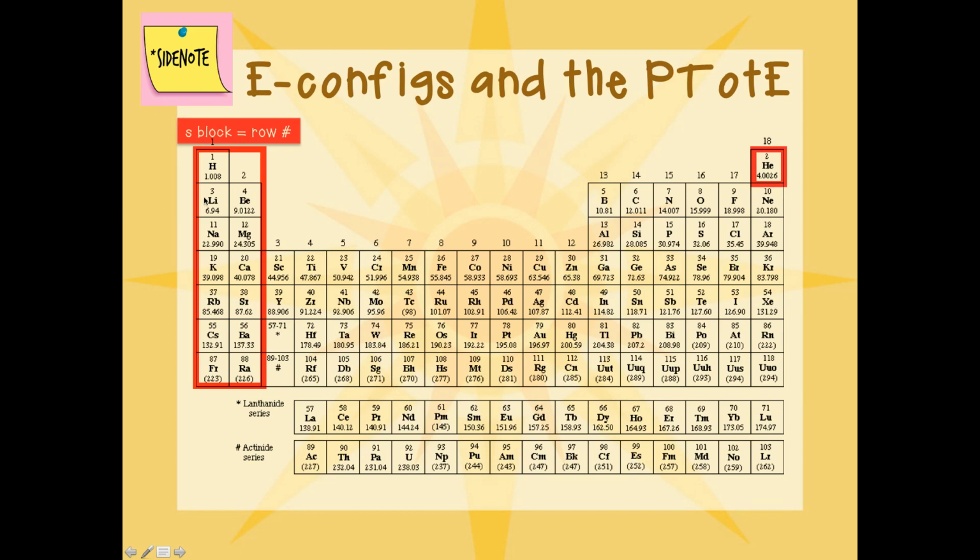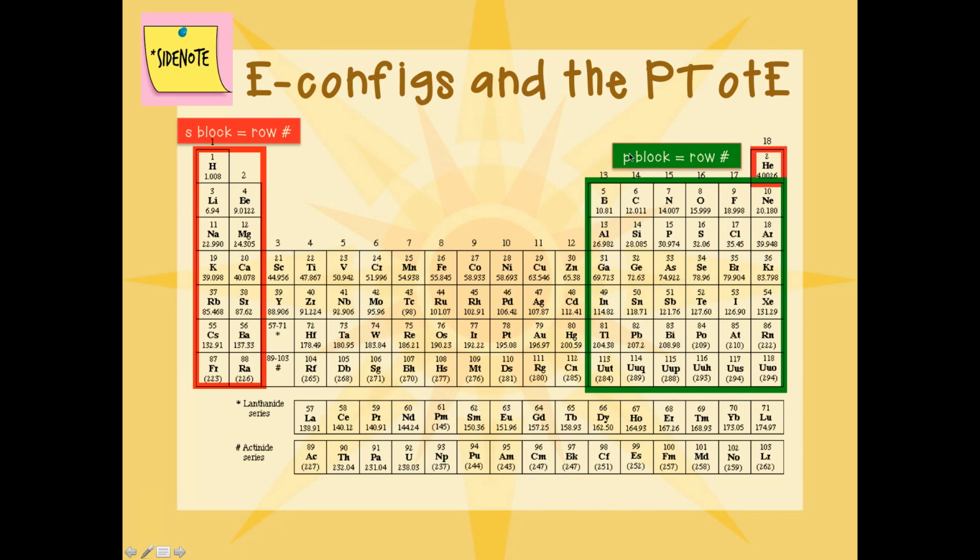So here's the cool thing. You don't need that Aufbau diagram with the arrows and stuff anymore. You're going to be able to figure it out from the periodic table. The P block, the energy level also equals the row number. And it's all of these, 1, 2, 3, 4, 5, 6, because you can have 6 electrons in the P sublevel.